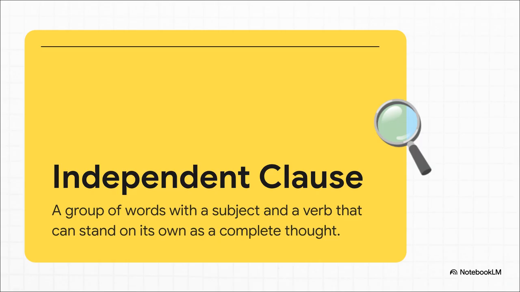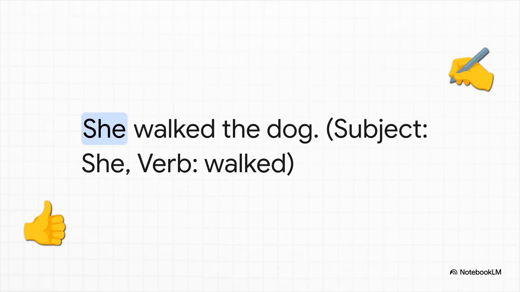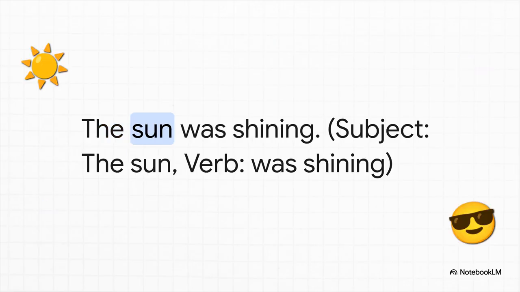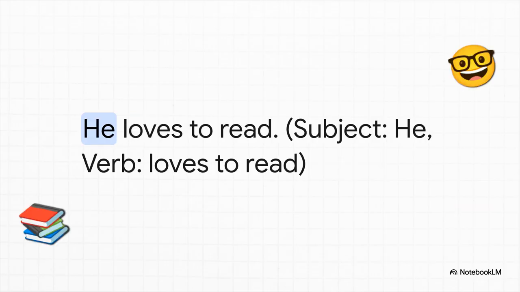You put them together, and if it makes sense all by itself as a complete thought, boom, you've got an independent clause. For instance, she walked the dog. We've got a subject, she, a verb, walked, and the whole thing is a complete thought. Easy enough, right? Or what about this one? The sun was shining. Yep, another perfect, self-contained idea. It doesn't need anything else to make sense. One more for good measure. He loves to read. You see the pattern here?